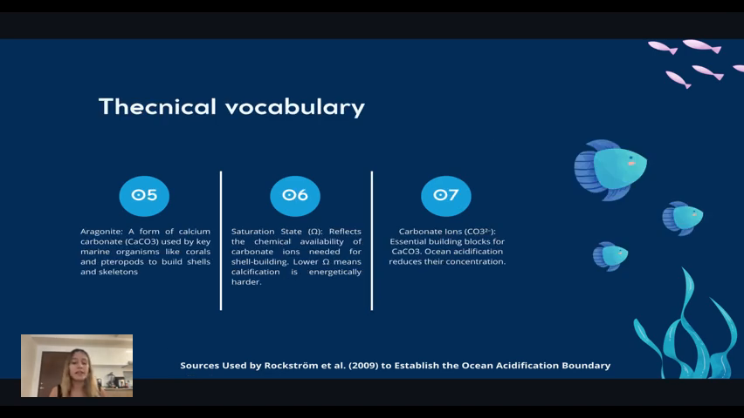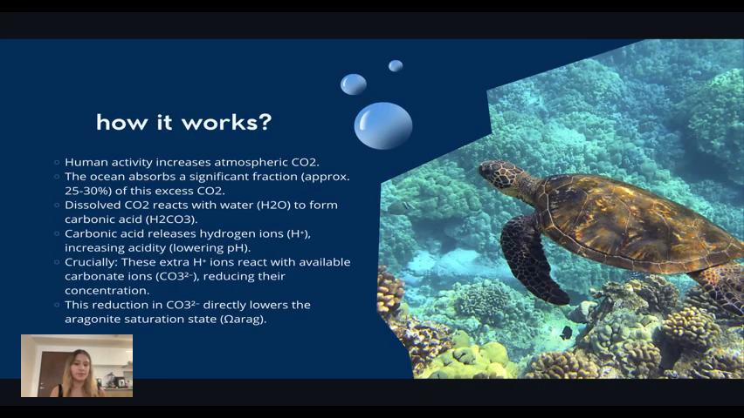Then we have aragonite, which is a form of calcium carbonate used by marine organisms like corals to build shells and skeletons. The aragonite saturation state is a reflection of the chemical availability of the carbonate ion. And when it's lower, it means calcification gets harder to process. And last, the carbonate ions are the essential building blocks for calcification, and ocean acidification helps reduce their concentration. Now that we know all the technical stuff, how does it work?